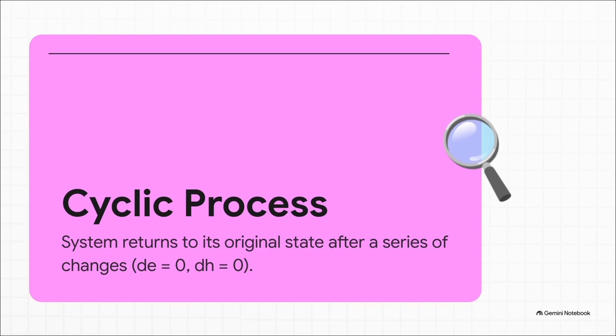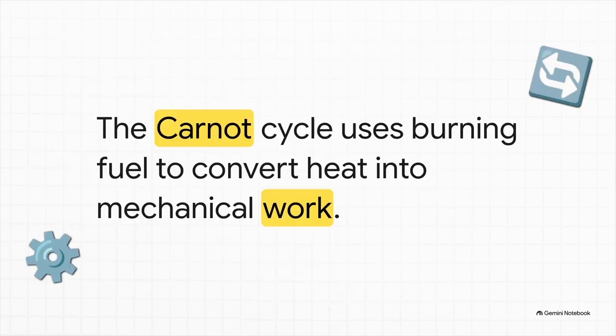The ultimate classic real world anchor for a completed cycle is the famous Carnot cycle. As you can see in this looping engine animation, fuel burns to convert heat energy into mechanical work, completing the cycle and totally resetting the system back to its initial state so it can fire all over again.